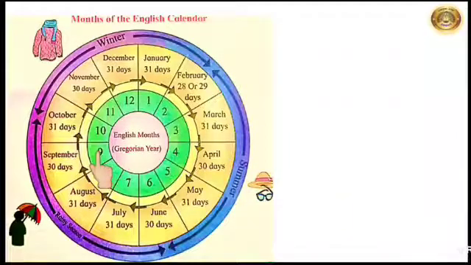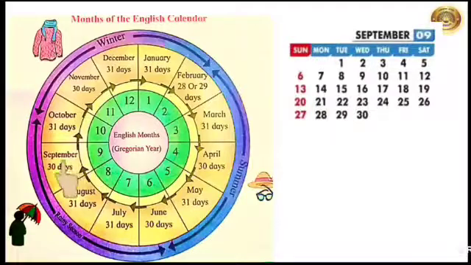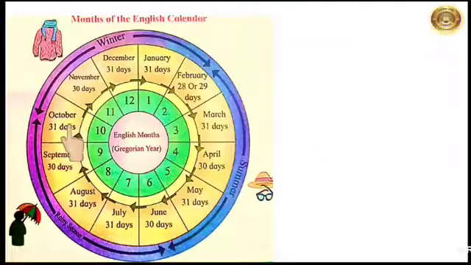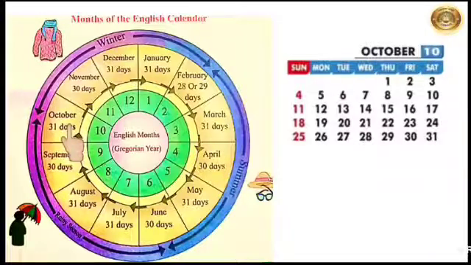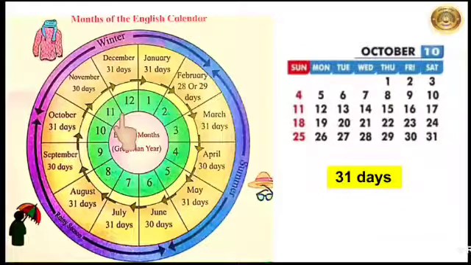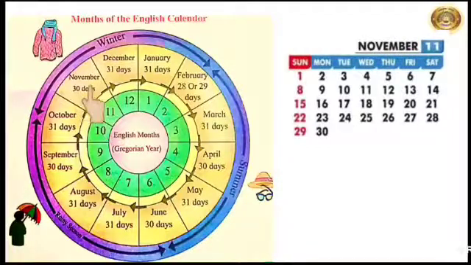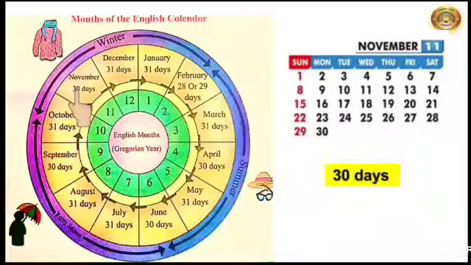After the 8th month is the 9th month, that is September. September has 30 days. The next month, 10th month, is October. And October has 31 days. After 10th, that is the 11th month. 11th month is November. It has 30 days.